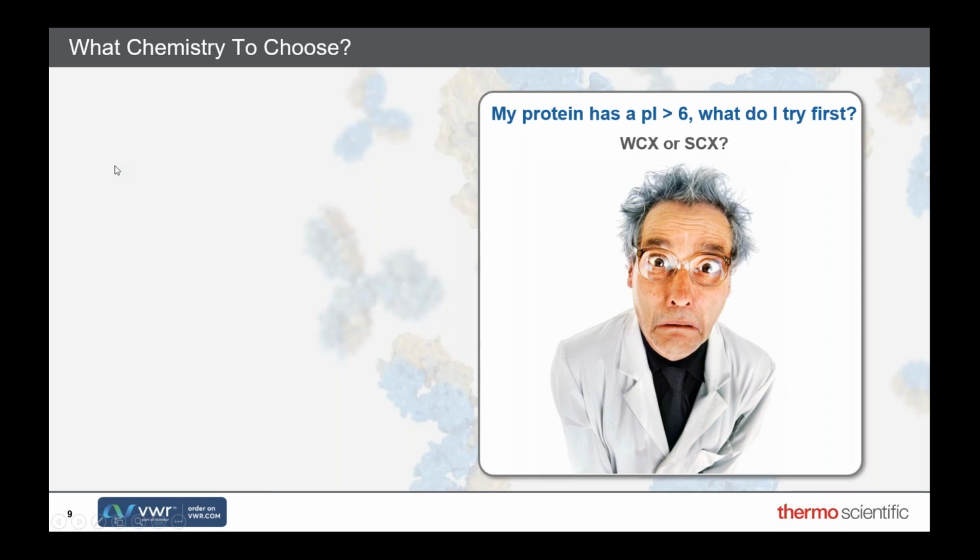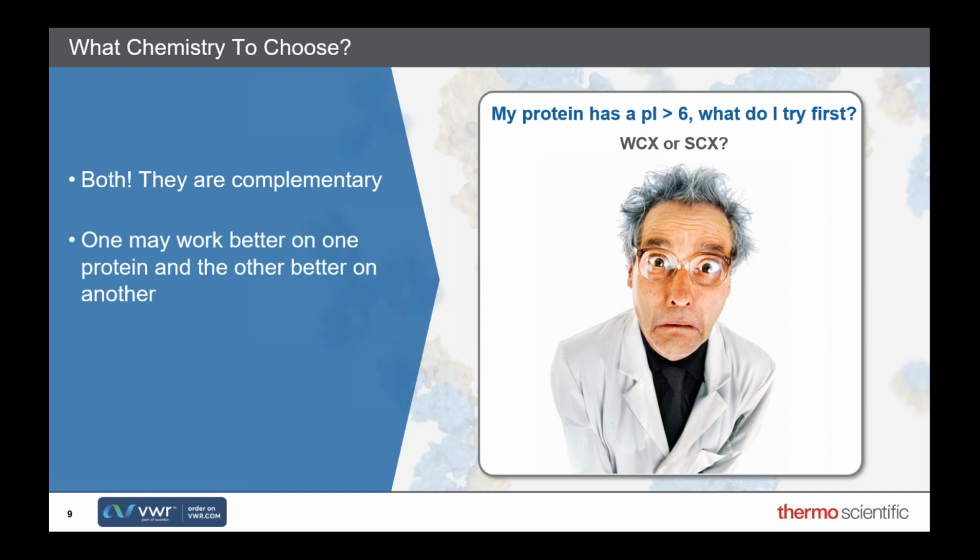But I can hear you asking, is it as simple as that? For example, if I know that my protein has a pI greater than 6, what do I try first, WCX or SCX? Well, actually, both could work. They're complementary, and we'll have selectivity differences so that one may work better on one protein and the other better on another. You can think about this a bit like selecting a C18 column.